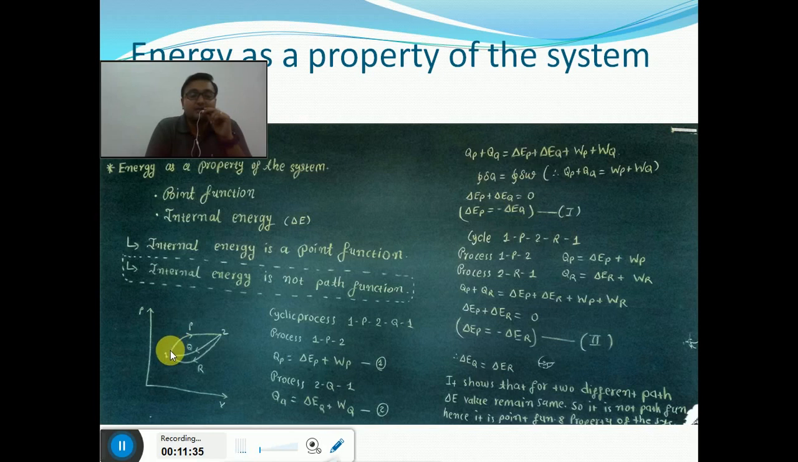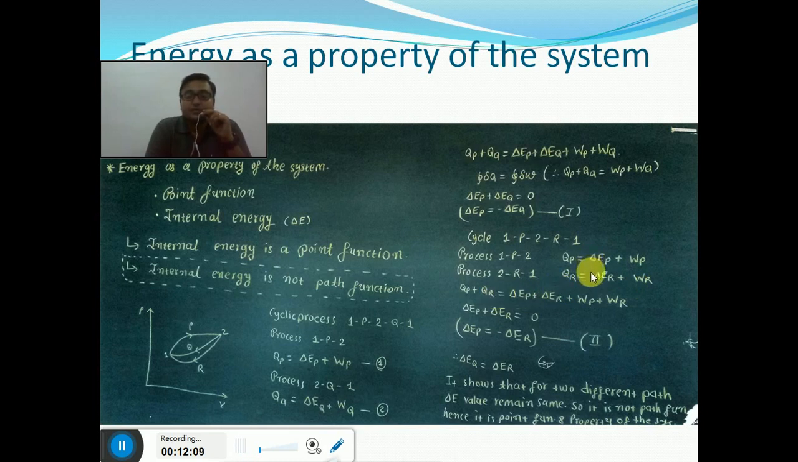Now another cycle will be 1 to P to 2 and 2 to R to 1. So I am applying the same theorem for 1 to P to 2 and 2 to R to 1. It is a cycle because it starts from 1 and comes back to 1. Process 1 to P to 2 follows the path of P. So QP is equal to delta EP plus WP and QR is equal to delta ER plus WR.